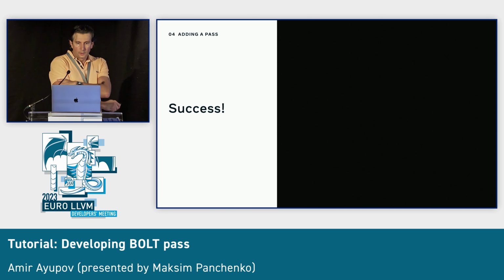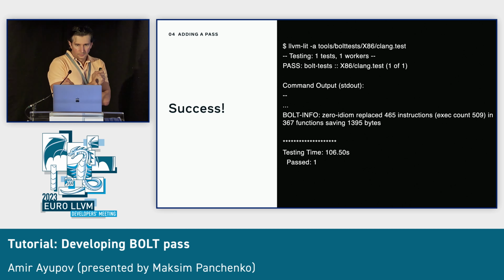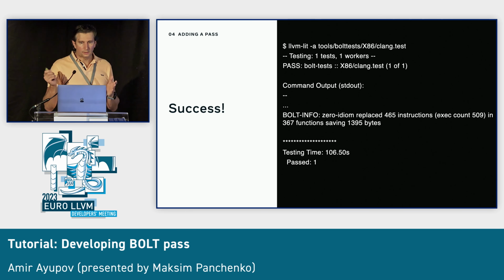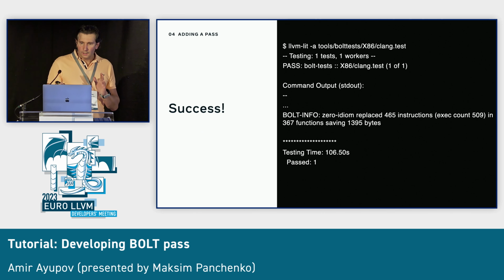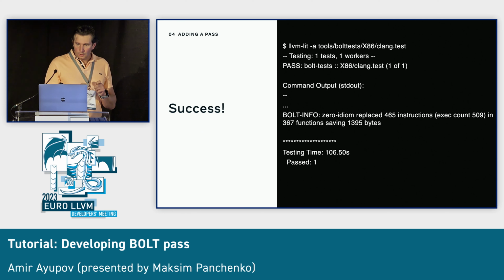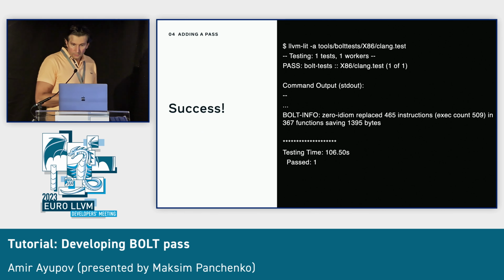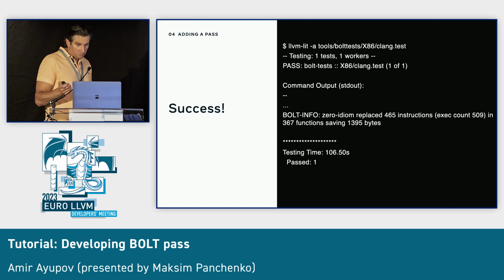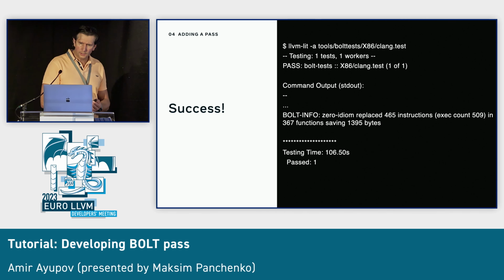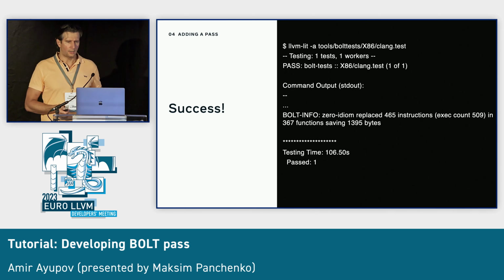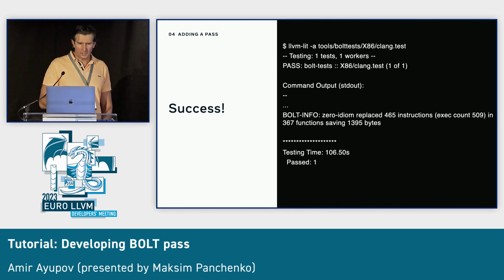So once we add this, we can test this on a simple test case. Now you see that the test passed, and interestingly, it actually removed or replaced 465 instructions and saved over 1 kilobyte of code. And this is the real binary. Although it's an old Clang binary, I believe it's Clang 6, it's still quite impressive. Not sure if it runs faster, but it definitely became smaller.